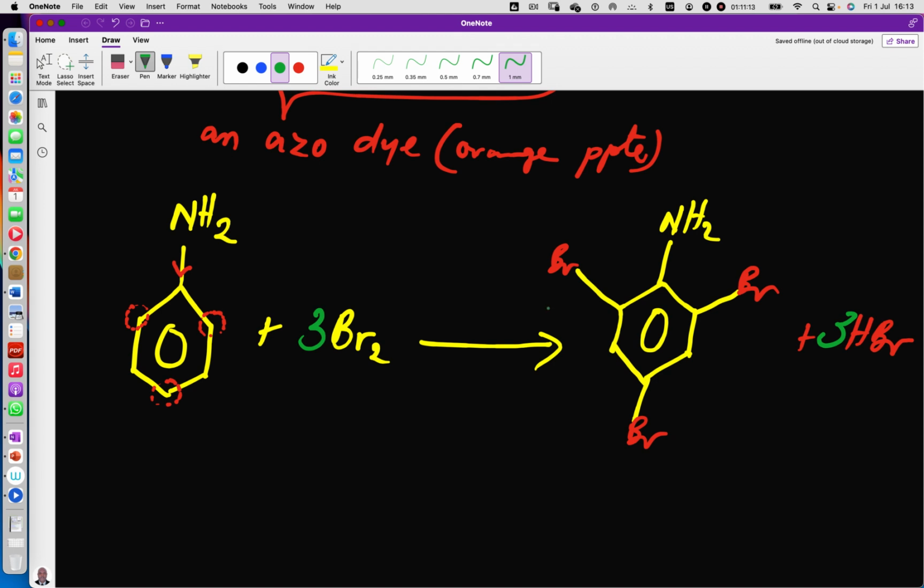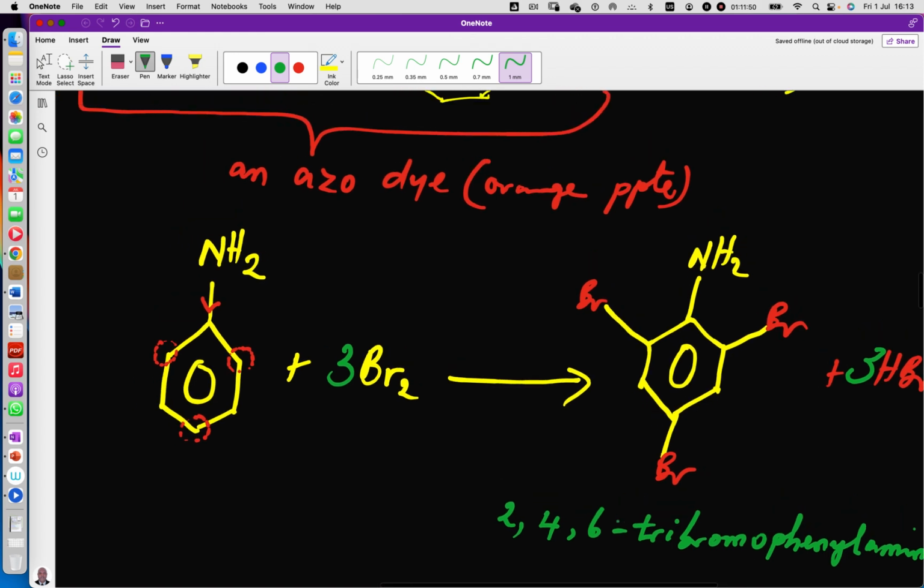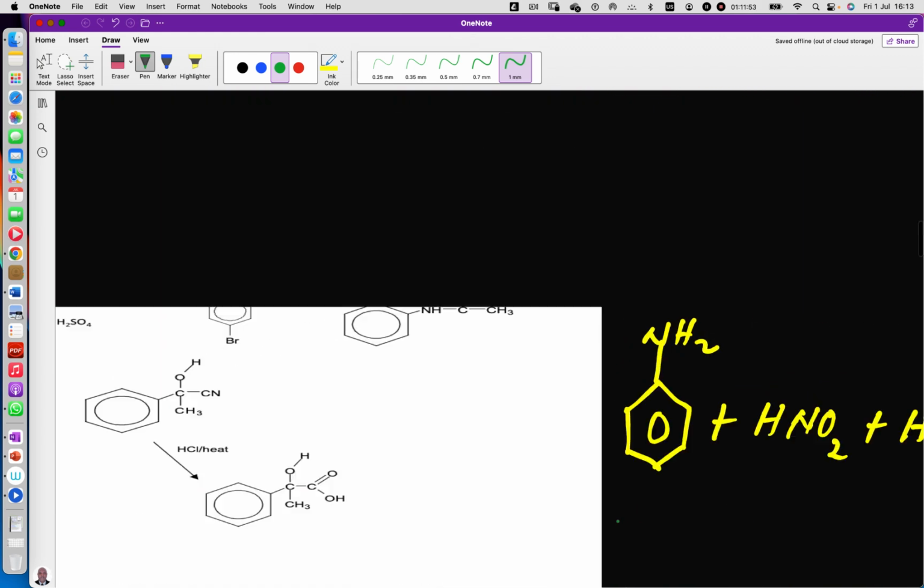And the product of this will be what? We will call it 2,4,6 tribromophenylamine. Again, we'll call it 2,4,6 tribromophenylamine. So that will be our product. So that is how the reaction will go for the phenylamine at this position.